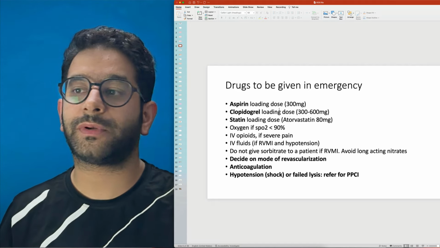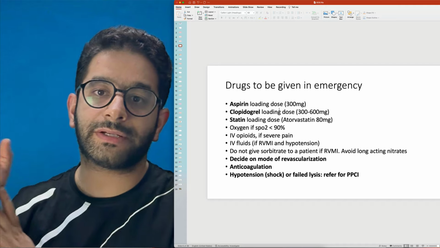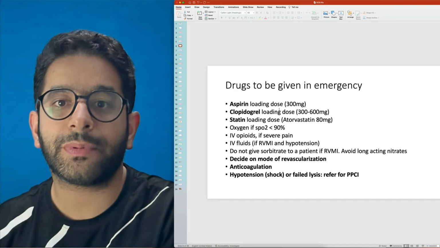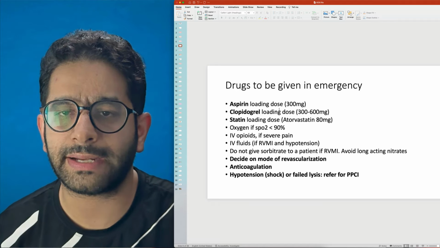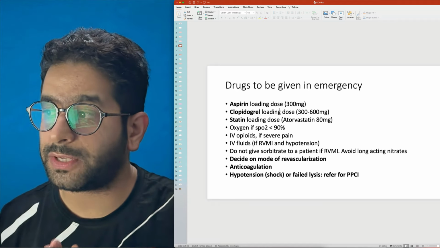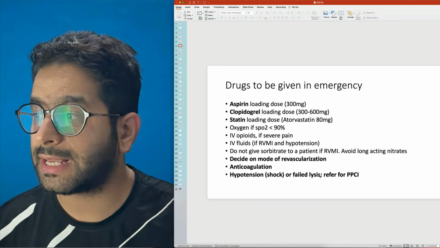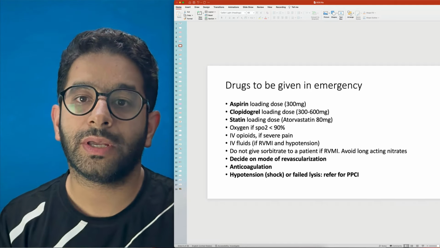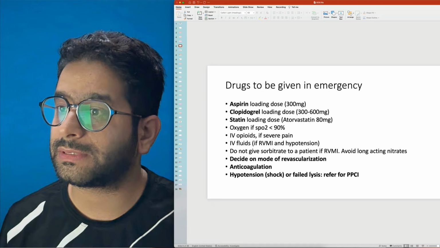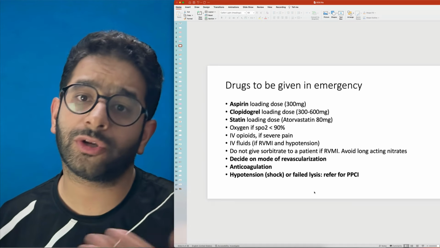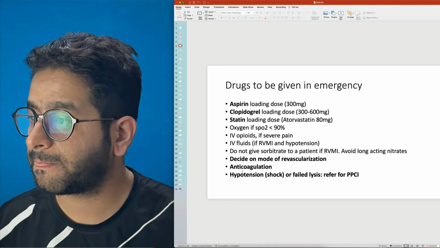You give him aspirin, clopidogrel, statin, you shift to the cath lab, then it's up to the cardiologist. He will give heparin during the procedure of primary PCI. That's all the anticoagulation the patient needs. But if you're managing by thrombolysis, then you need to give him anticoagulation at least for 48 hours or preferably throughout the hospital stay, or till he undergoes PCI at a later time.